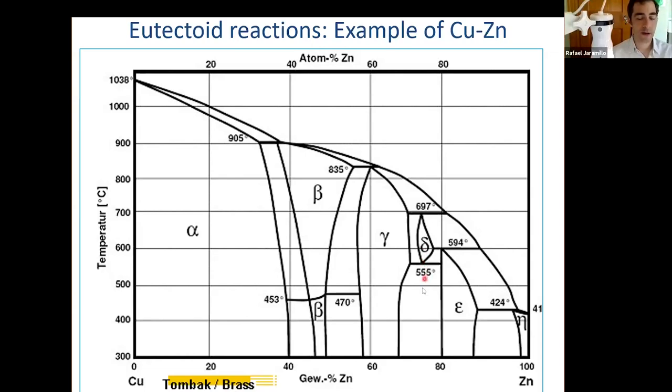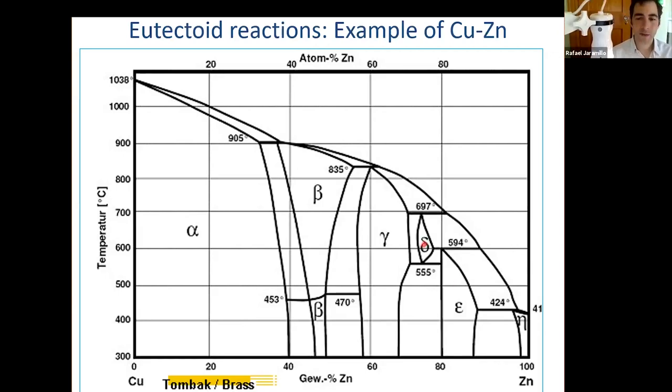What two phases coexist in this region now, below 555 degrees? Samuel, are you willing to? Gamma and epsilon. Gamma and epsilon, right. So see how we're reading this phase diagram? The single phase regions are labeled alpha, beta, gamma, delta, epsilon, eta. And the unlabeled regions, you infer, are two phase regions. So when I cool down from the one phase delta, I go into a two phase region, gamma and epsilon. Fantastic, thank you.